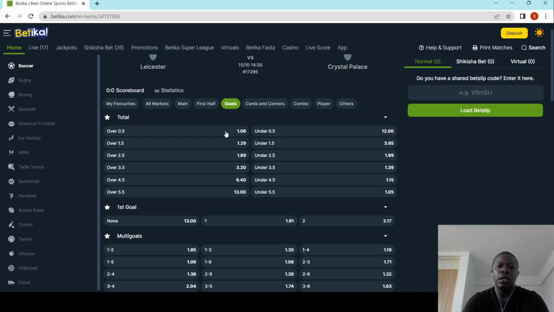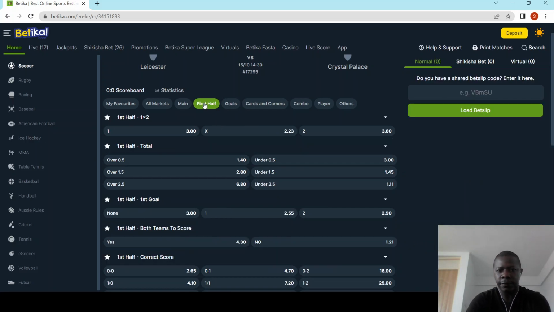But when it comes to the first half, it means you are only going to talk of goals scored in the first half. So goals scored in the first half, like this one, under 0.5, you get an odd of 1.40. Under 1.5, meaning one goal only, 2.8. So you can also predict under or over for goals in the first half.